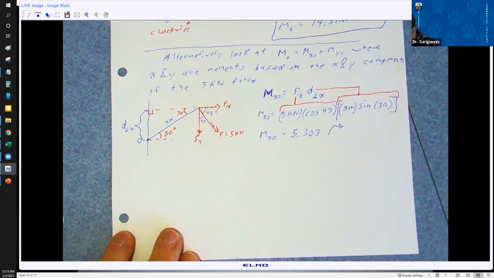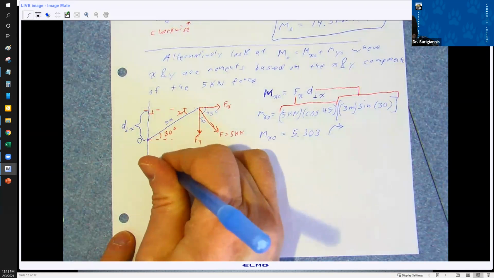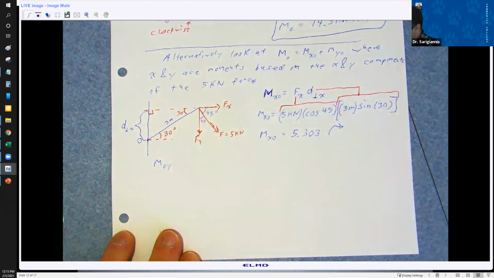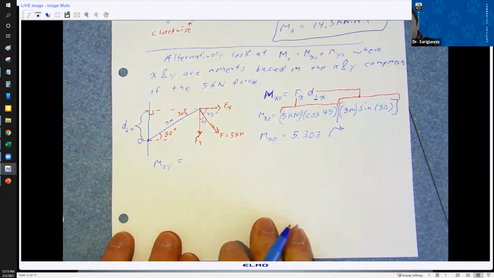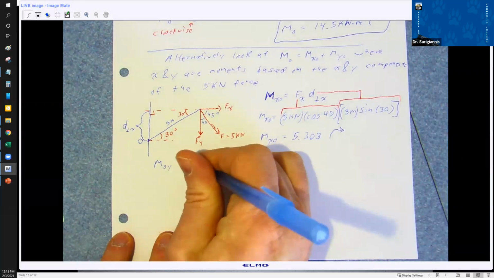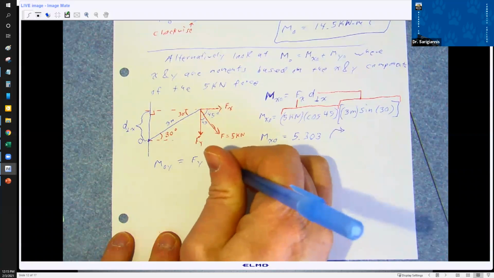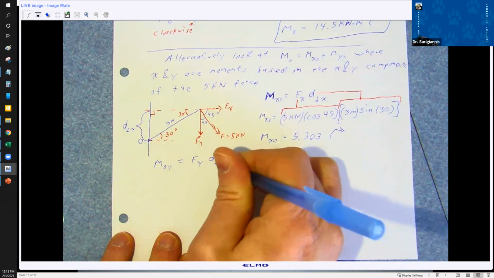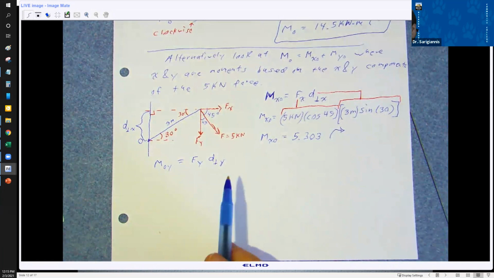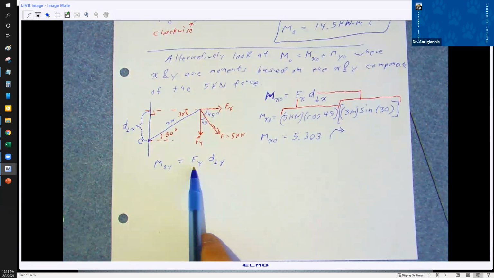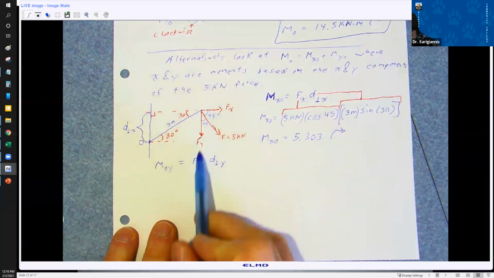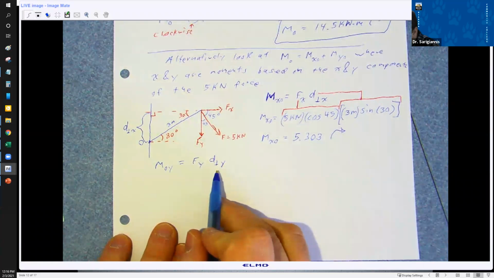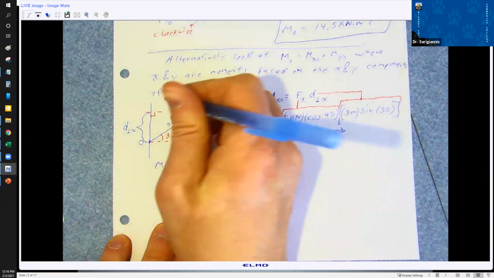Let's do the moment about the origin due to the Y component. Let me fix the subscripts now. So now we have the Y component of force times the perpendicular distance. This is from the origin again to the Y force line of action. And you can see the line of action for y is running like this. So our d perpendicular y is actually this distance up here.